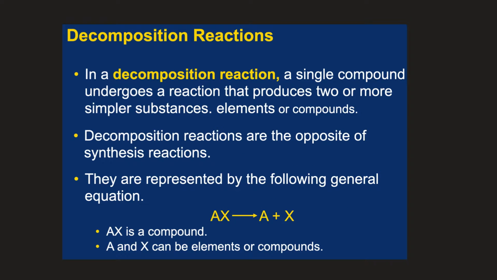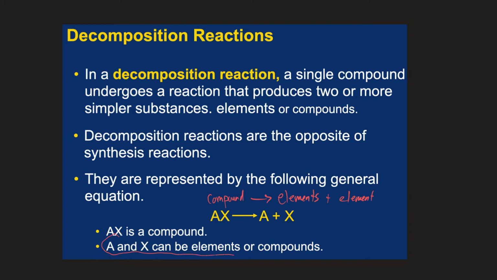The second type of reaction is kind of the opposite of a synthesis reaction. A decomposition reaction starts with one reactant, and it produces more than one product. And so we would say that this is a compound as the reactant, and it will decompose to form, sometimes two elements, doesn't have to be two elements. It could be an element and a compound, right?